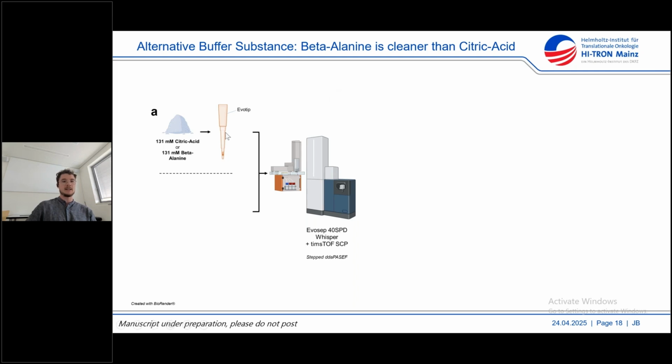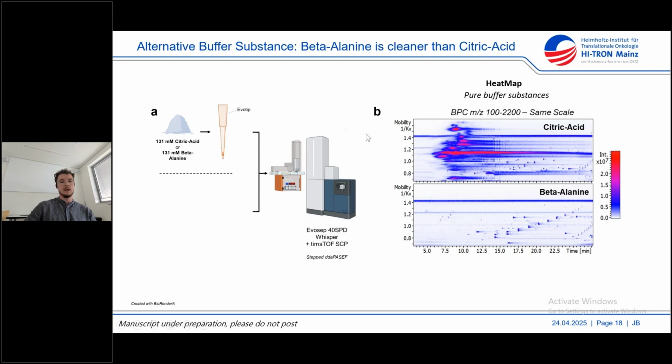And among the substances that we tested, beta-alanine was performing really well. And also, if you see for the pure buffer substances here shown in the heat maps of ion mobility versus retention time, beta-alanine was considerably cleaner compared to citric acid.